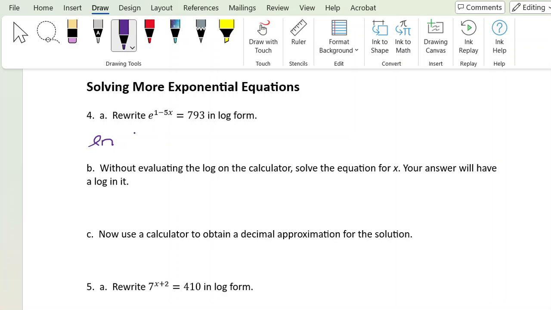So ln of 793 equals the power, which is 1 minus 5x. So now, without evaluating the log on the calculator, we're going to solve this equation for x, or get x by itself. Our answer is going to have a natural log in it. So to solve this equation, I'm going to give myself more space.